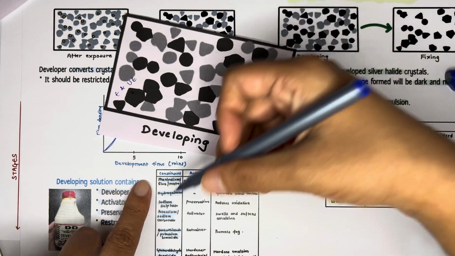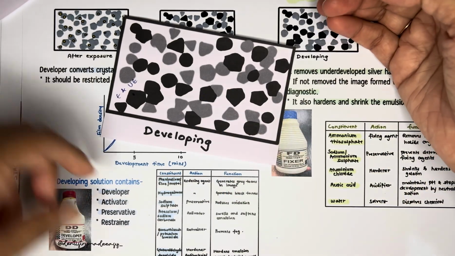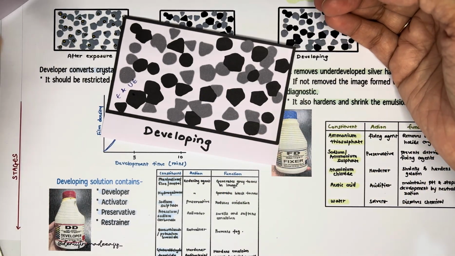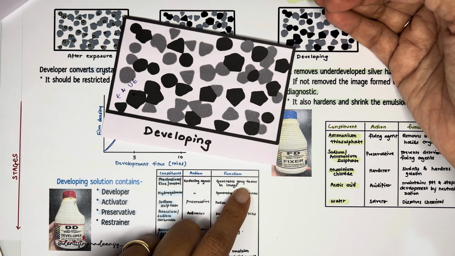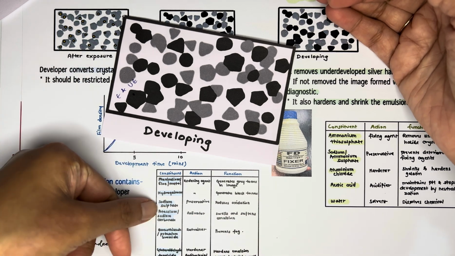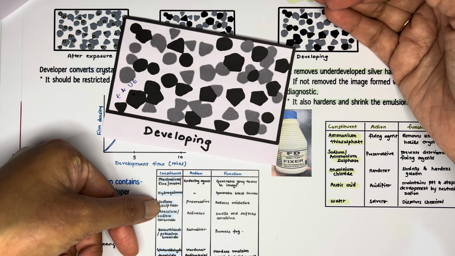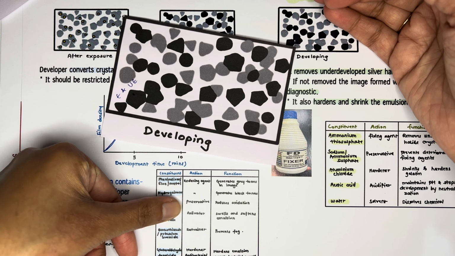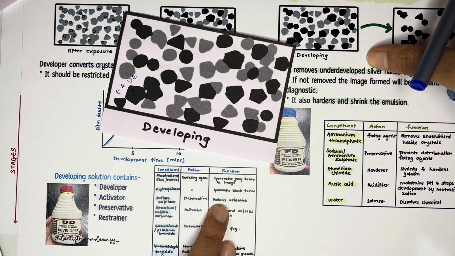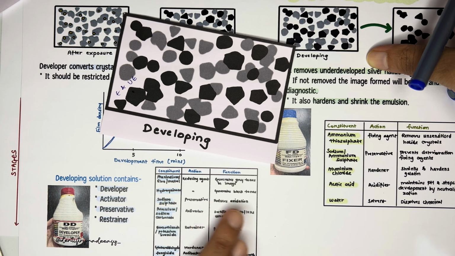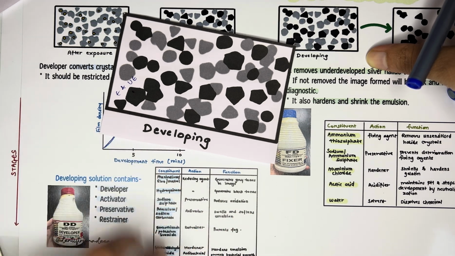So you have to remember this very well, because this is very commonly asked in the MCQs, like which particular reducing agent is going to generate black tones, or which agent is going to produce the gray tones. The next component is sodium sulfate. Sodium sulfate is nothing but a preservative, and it reduces the oxidation. If a preservative is not present, it will oxidize, and that will deteriorate the quality.